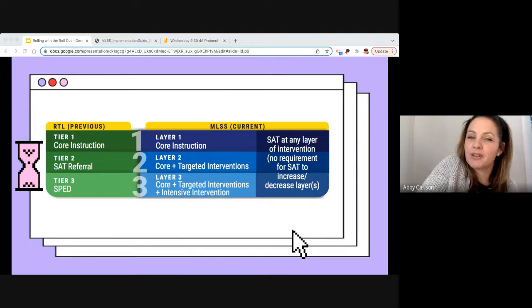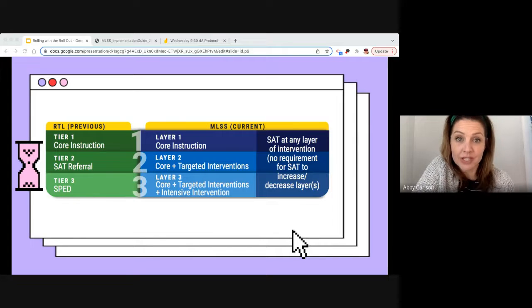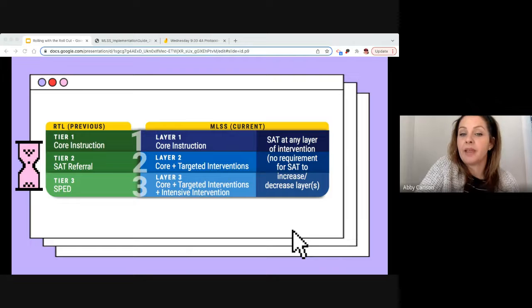So if we're looking at the green area, RTI is the model we're shifting away from. It was, in a sense, focused on special education determinations. RTI was used for general education teachers who had learners who were struggling. Once students went to Tier 2, also known as SAT, the process was sometimes lengthy and the handoff sometimes left our students to fall between the cracks.